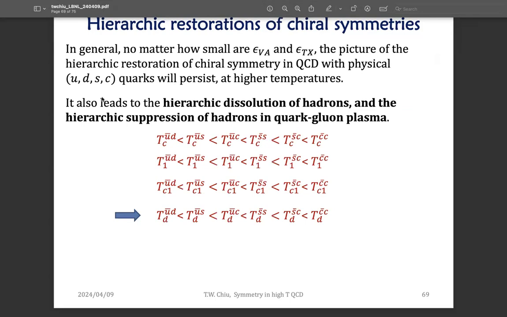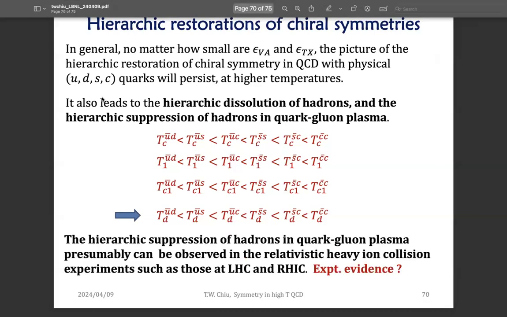I think the most interesting is that the S S-bar restoration is at a higher temperature than the U C-bar sector. So it's not just ordinary according to the quark mass or the mass of the meson. I think this automatically implies the dissolution has the same hierarchy. If you agree, the meson dissolution must be at a temperature above TC and T1, and it should not be too far above them. So this gives me the hierarchic suppression of hadrons in the quark-gluon plasma. Presumably this can be observed, even though experimentally it may be very difficult.